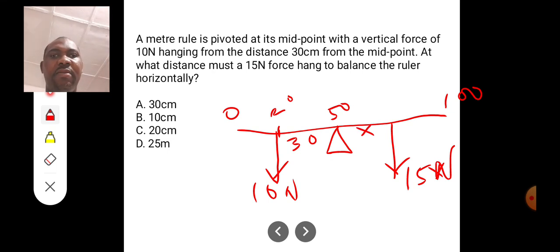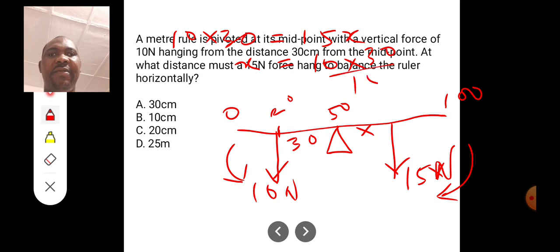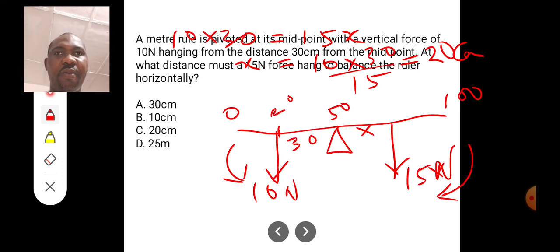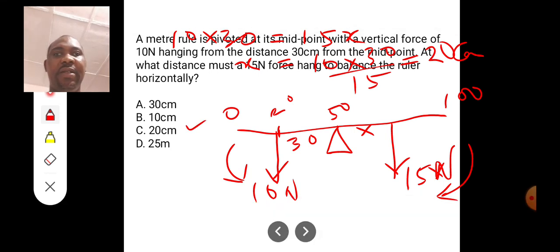So if we direct all towards the pivot, we have this and we have this. So we are going to have 10 times 30 equal to 15x. So that means my x now is going to be 10 times 30 divided by 15, and that will give me 20 centimeters. But that is the distance. The question is, what distance must a 15 newton force hang to balance the rule? Okay, and the answer is 20. That means it must be placed 20 centimeters from the pivot. So C is the answer.